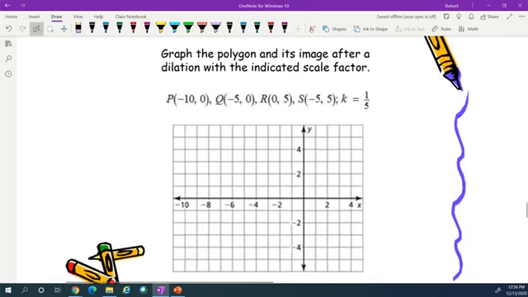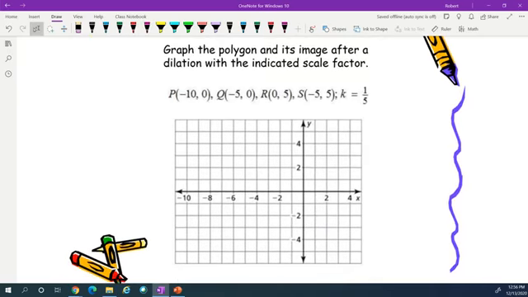Let's try another one. Look at our scale factor here. It's 1/5. So we're expecting a reduction. Again, we're going to graph the original. In this case, it's a quadrilateral. -10, 0. -5, 0. And of course, we should label our points, so that's P and Q. R is at 0, 5, and S is at negative 5, 5. So we have a parallelogram here.